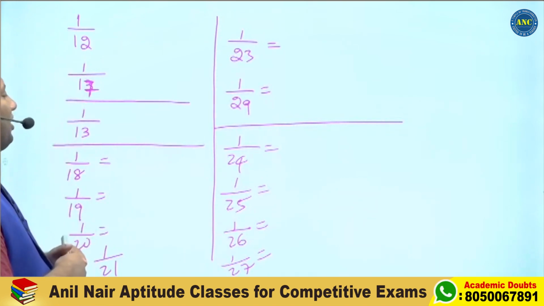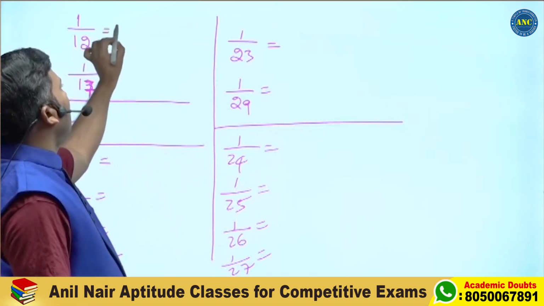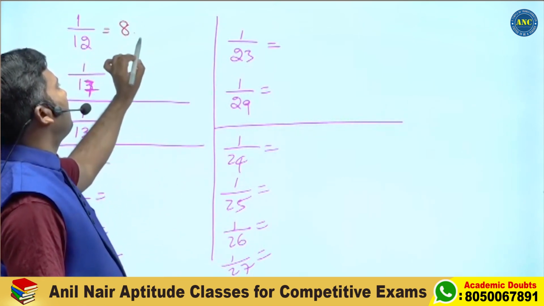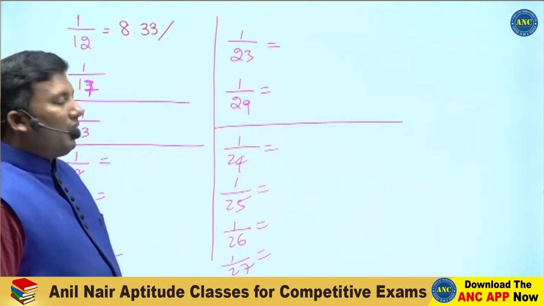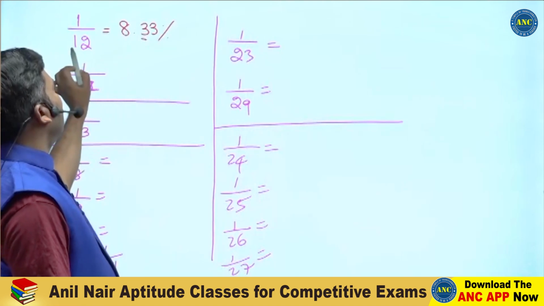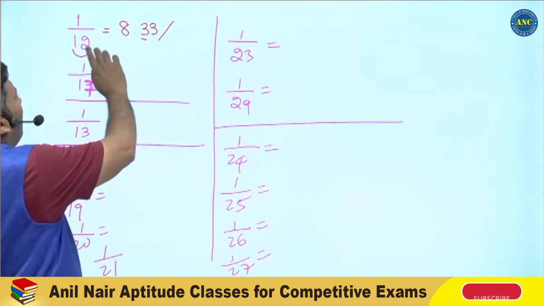2 is a factor of 16. That means 2 digits will get repeated. 12 goes how many times in 100? 8 times. Then the answer will be 8.33. This 3 is nothing but adding the digits in the denominator. Or you can divide 100 by 12.